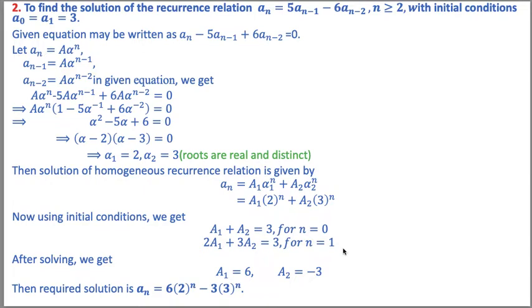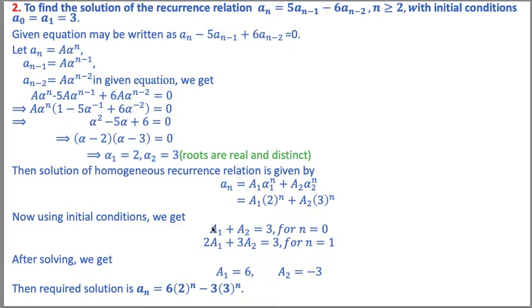Now for n equal to 1, a1 is equal to a1 2 raised to power 1 plus a2 3 raised to power 1. But a1 is given to be 3. So it means 2a1 plus 3a2 equal to 3. This is the equation for n equal to 1.